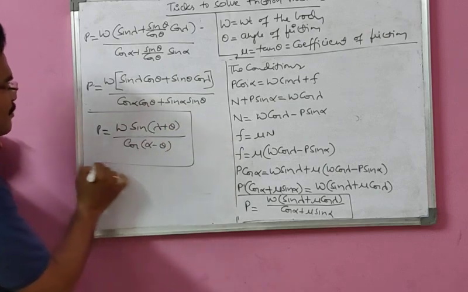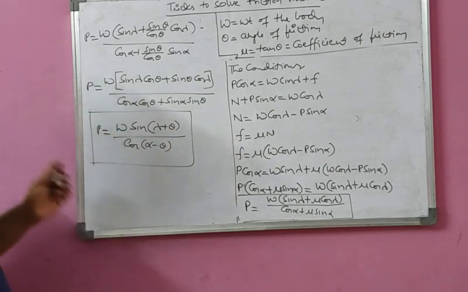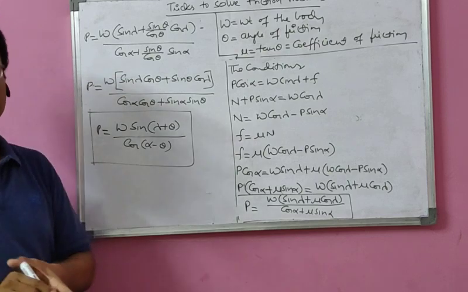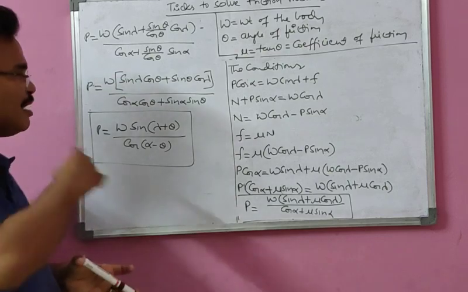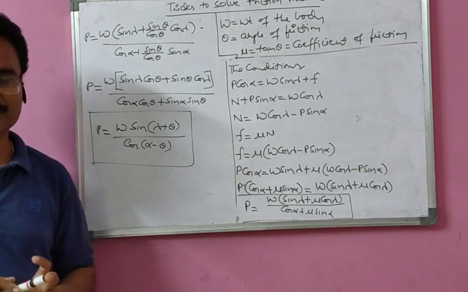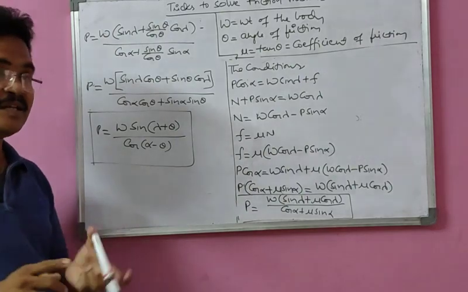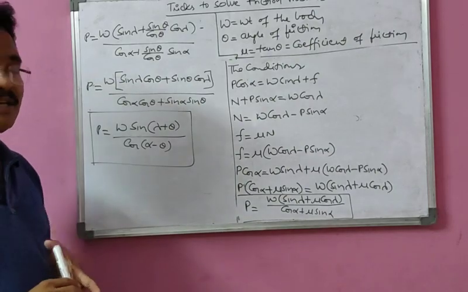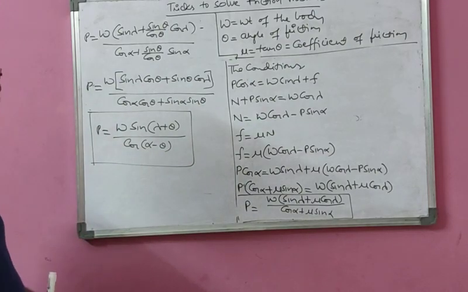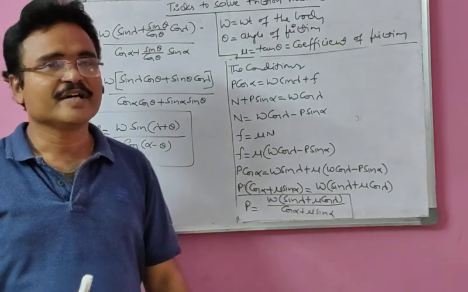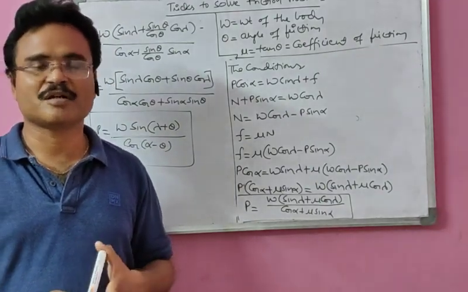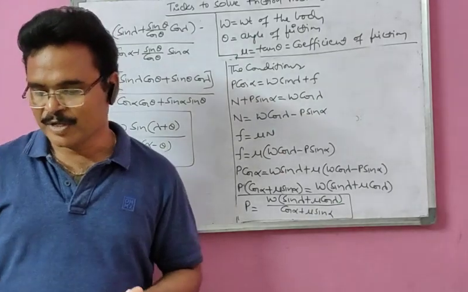So this is the minimum pulling force required to pull the block up a rough inclined plane, with the force making an angle alpha with the inclination. Here lambda is the angle of inclination and theta is the angle of friction. Okay, so these are very important deductions you need to use while solving problems.